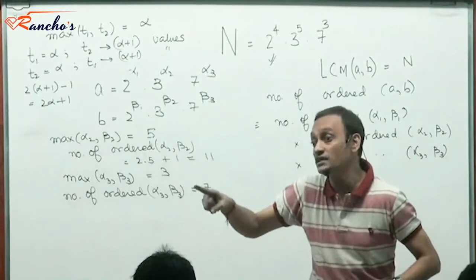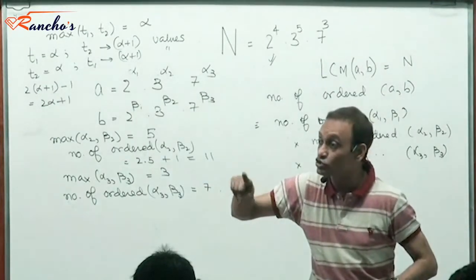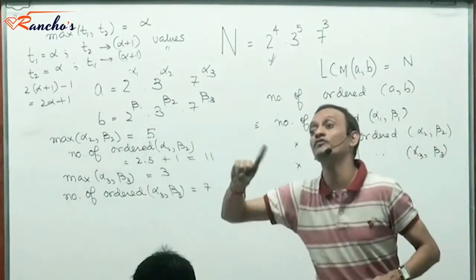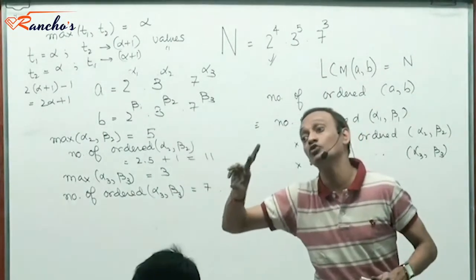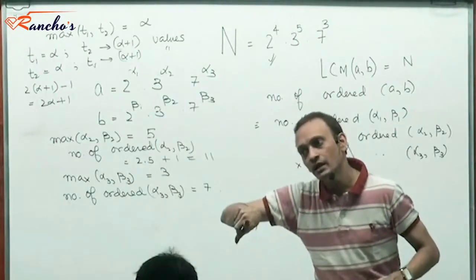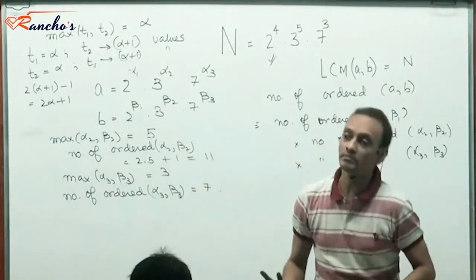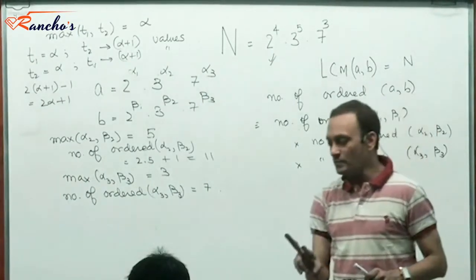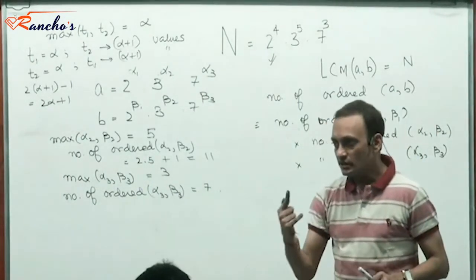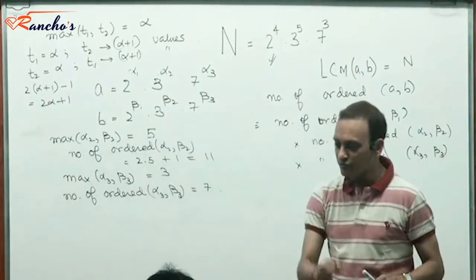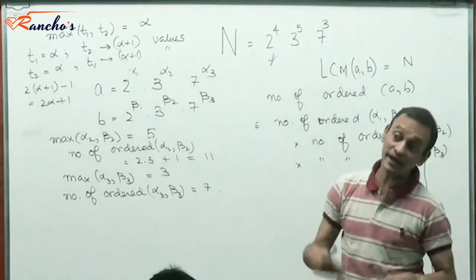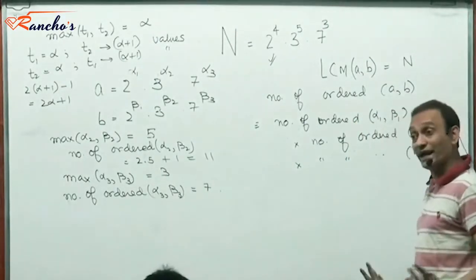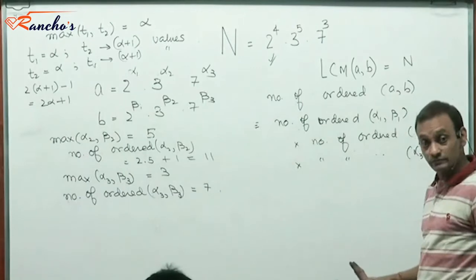LCM of 2 and 3 is 6. I'm including the case where A is 2, B is 3, and vice versa. LCM of 3 and 2 is looked upon as different from LCM of 2 and 3. These are looked upon as two different sets. Ordered means AB will be different from BA. So if I select two numbers, 2 and 3 whose LCM is 6, then the choice of 2, 3 will be different from the choice of 3, 2. That's when I say order is important. So that's when I'll only multiply this. I don't have to divide, right?